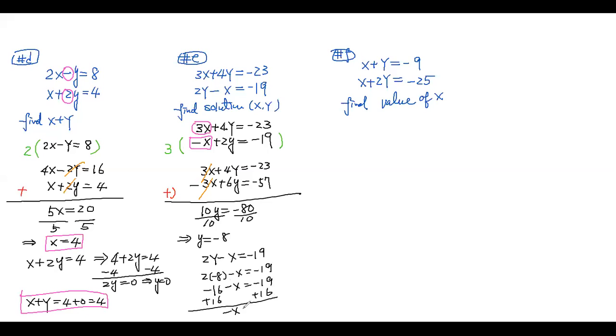So negative x equal to negative 3. So what I have here is x equal to 3, right? So I know the answer is 3 and negative 8. All right, okay, so the next one is here.